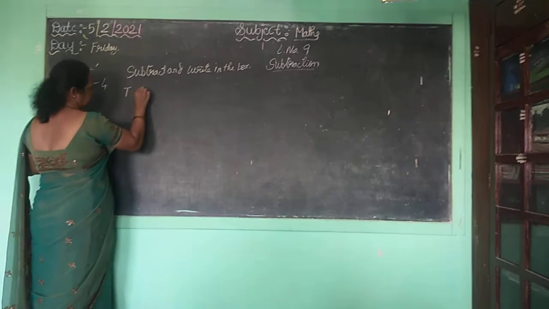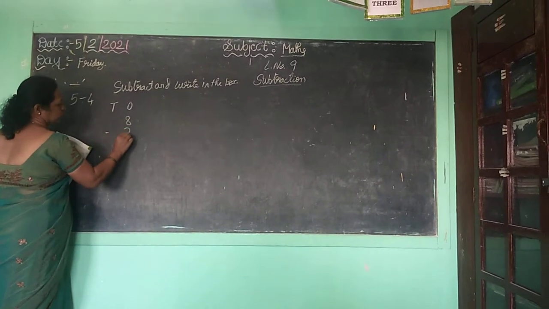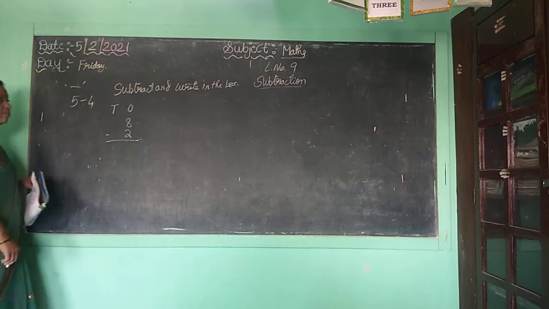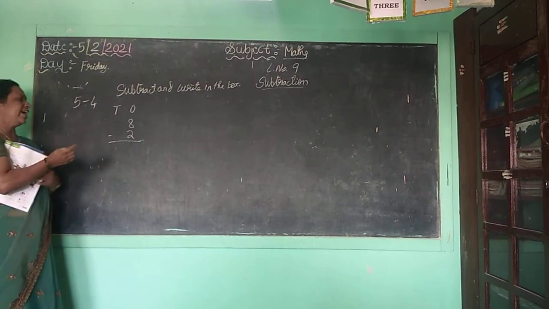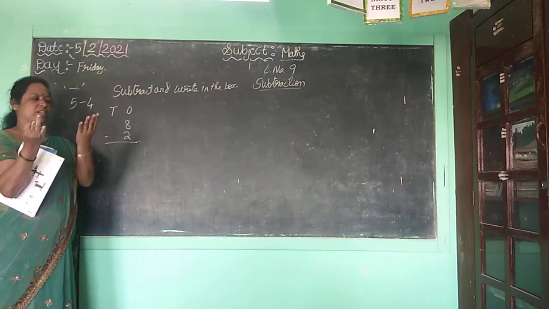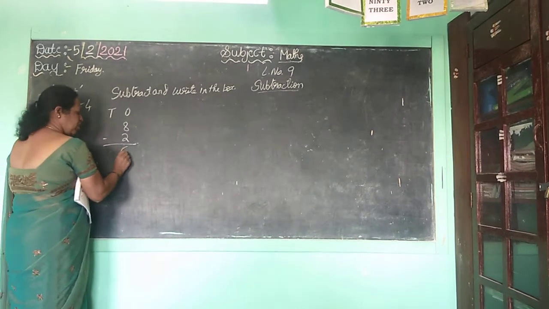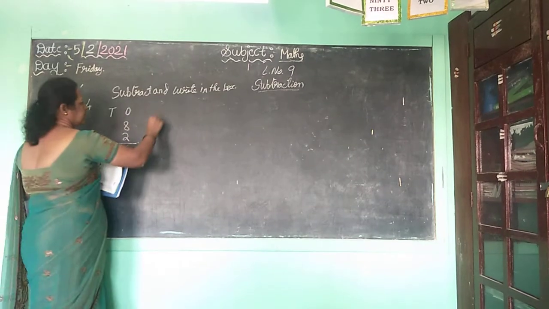See, T means what? Tens. O means ones. So 8 minus 2. I show 8 on the fingers and close 2, 1, 2. How much is remaining, children? 1, 2, 3, 4, 5, 6. So 8 minus 2 is 6.